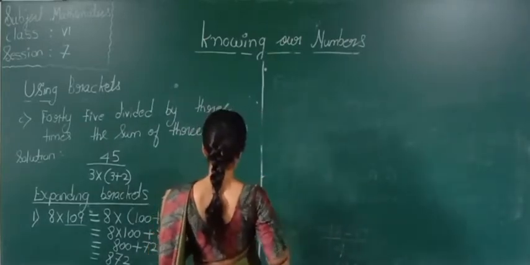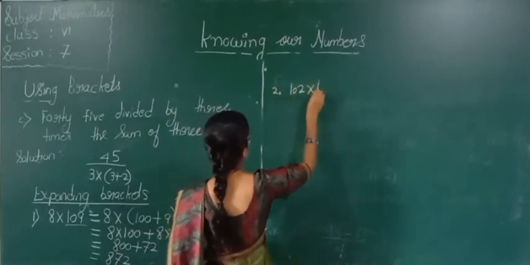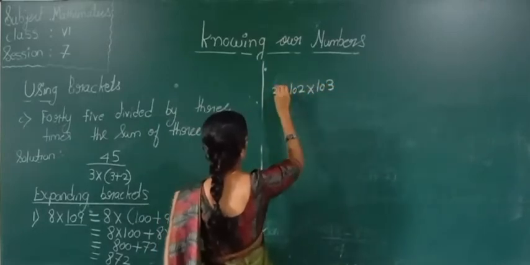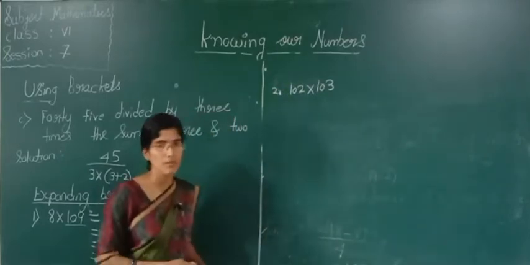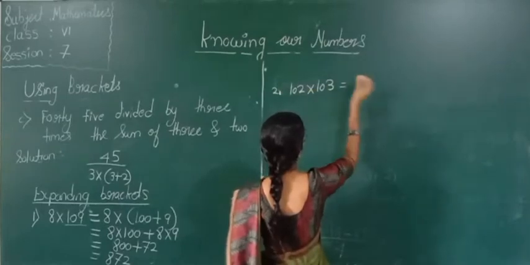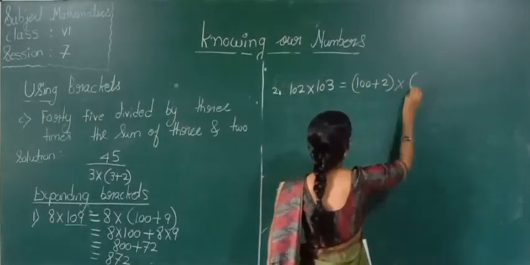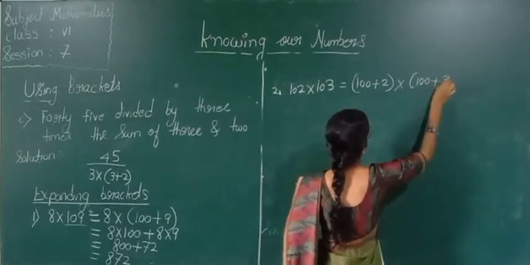So second one, 102 into 103. Using brackets we are going to simplify this. Now see, 102 can be written as 100 plus 2 multiplied by 100 plus 3.